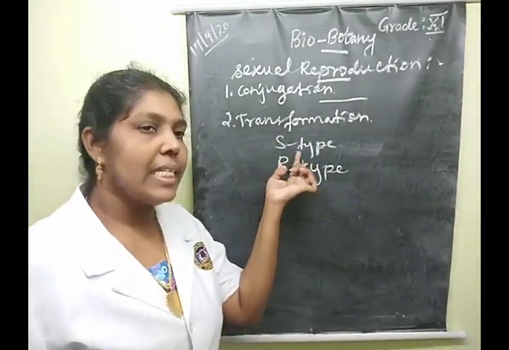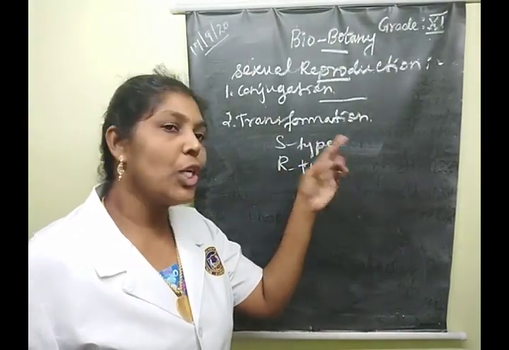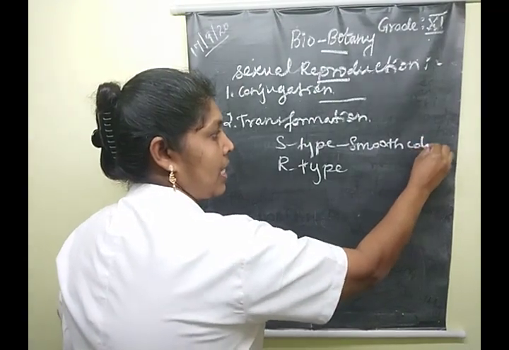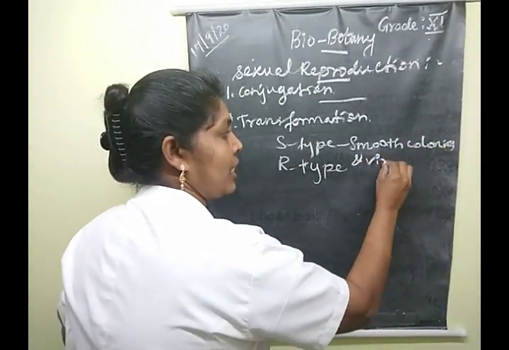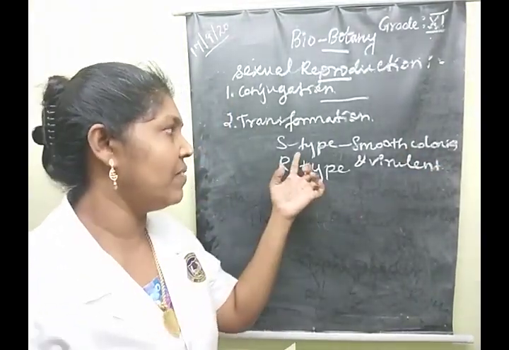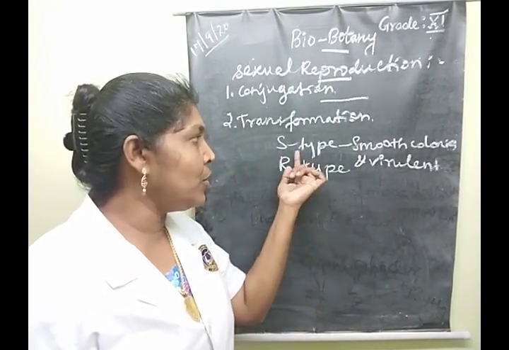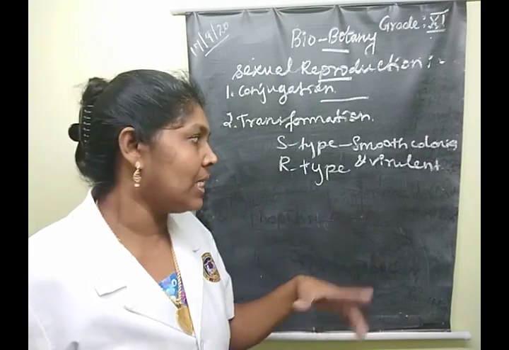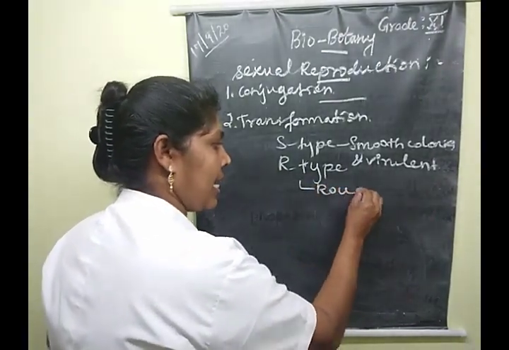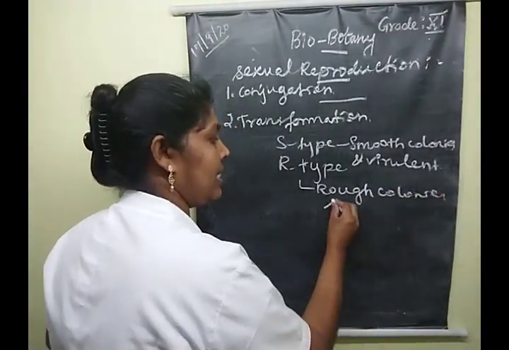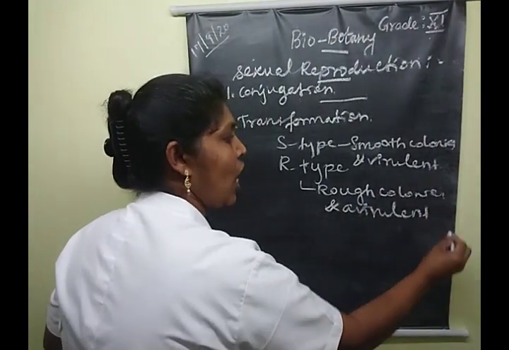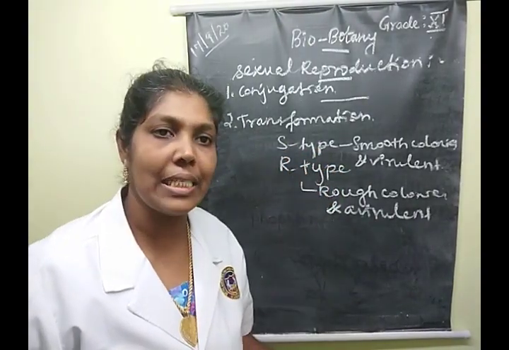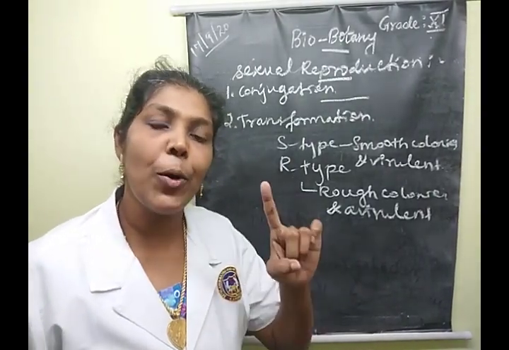This is the soul of the lesson, children. S type cells are denoted by smooth colonies and are virulent in nature. This is the capacity of S type cells. Clear? Then in addition to the S type, the bacterial cell also produces R type cells. R type cells form rough colonies and are avirulent in nature, so that is a non-virulent type. Clear, children? These are the two types of bacterial strains produced in the bacterial cell. The example species is Diplococcus pneumoniae.